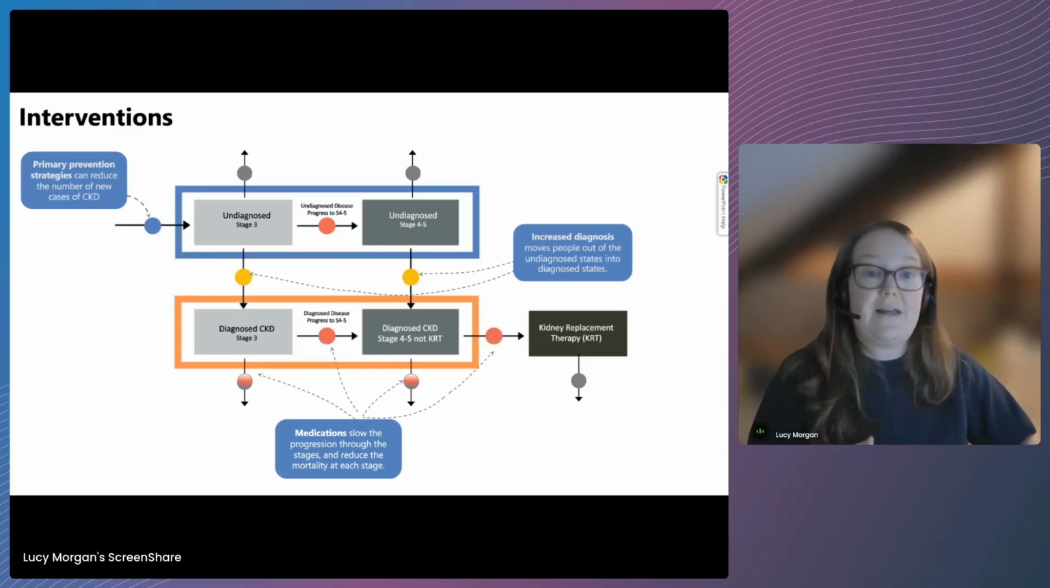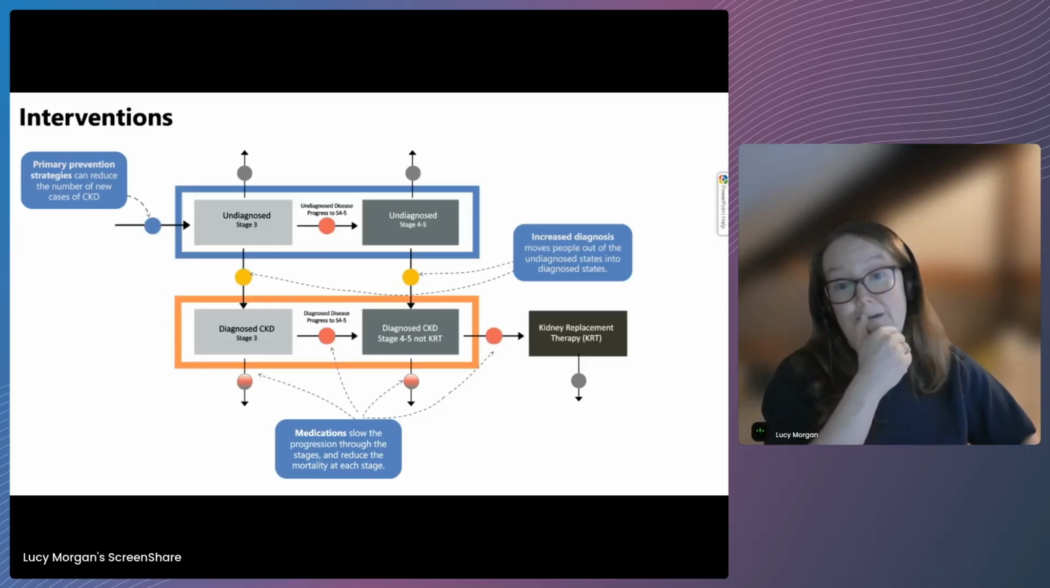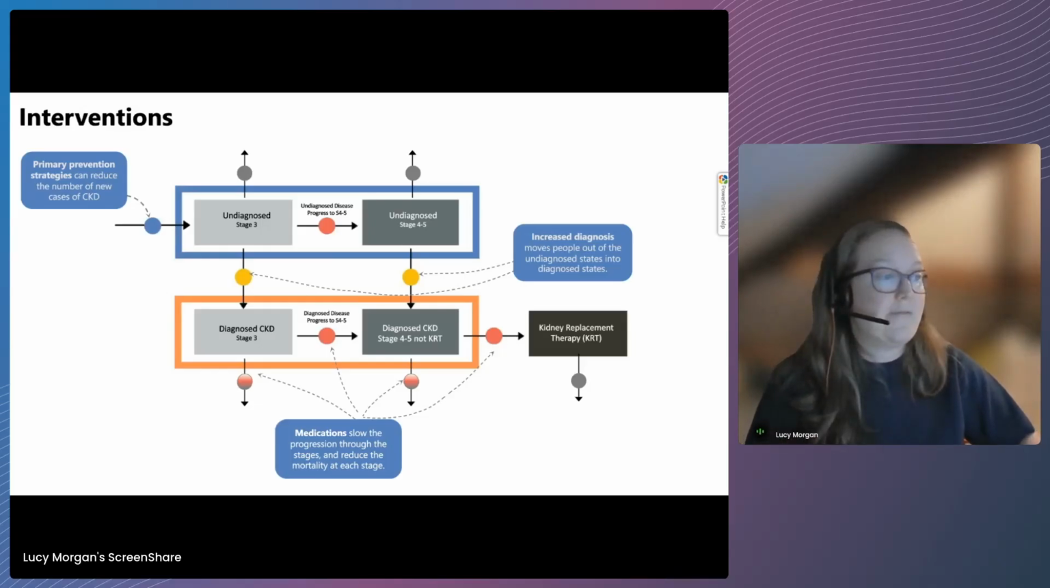And also we've looked at, and this is one of the ones that we primarily looked at over the last couple of months, is medication. So how can medications be used to slow the rate at which people flow through the model? How can we slow their progression using things like SGLT2 inhibitors?